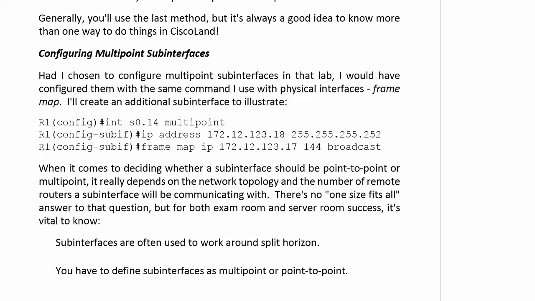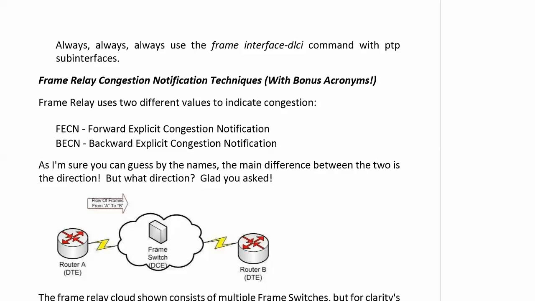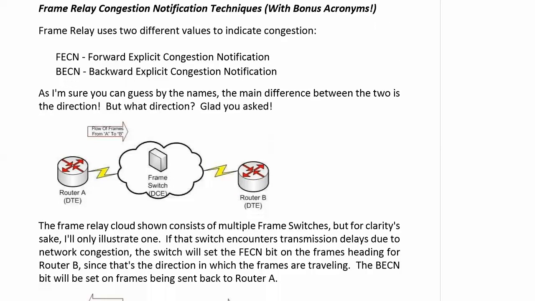So let's go ahead and head for the next screen here and talk about a couple of new friends. Frame relay congestion notification techniques with bonus acronyms. Frame relay uses 2 different values to indicate congestion, FECN and BECN. Forward explicit congestion notification and backward explicit congestion notification. Now you see why we're so happy we have acronyms for these. And as you can guess by the names, the main difference between the two is the direction.